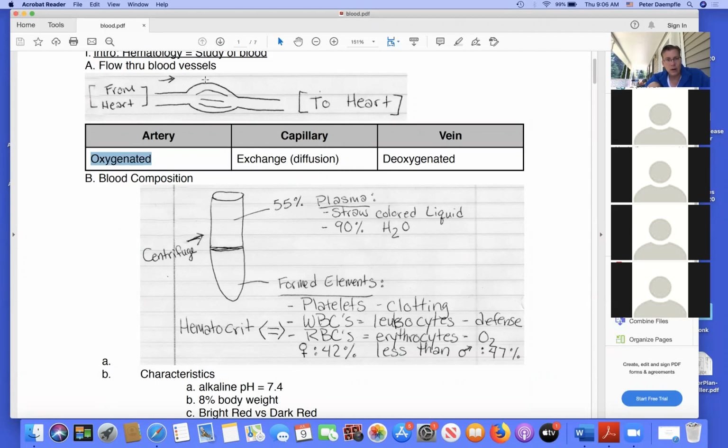Then the arteries break up into what we call a capillary bed, or a bunch of little vessels, and that's where exchange happens. Exchange being diffusion, diffusion of materials, right? Wastes, gases, food. And then finally, from the capillary bed back to the heart, veins bring blood back to the heart. And we say that the blood is deoxygenated in the veins.